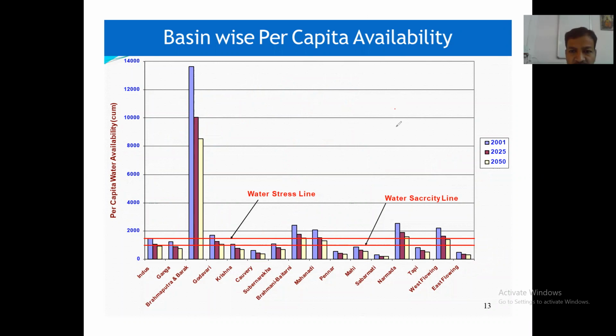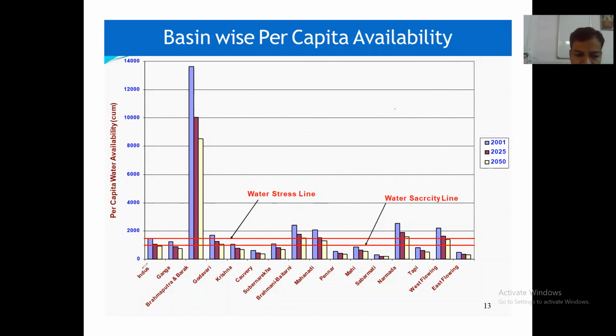Then basin wise per capita availability, river basin wise, the per capita availability किती आहे? That is shown in this blue color in 2001. It shows the year. This purple color indicates year 2025, and this white color indicates the year 2050. The per capita water availability, which is shown in cubic meter, starting from Indus, the per capita water availability is below 2000.